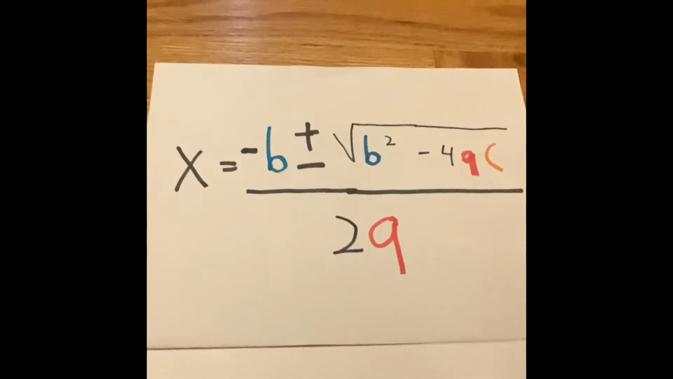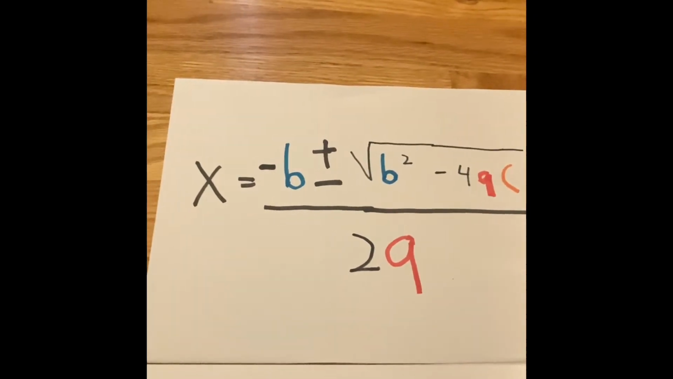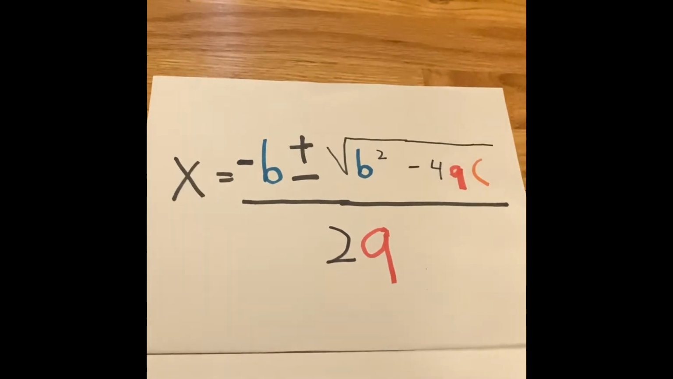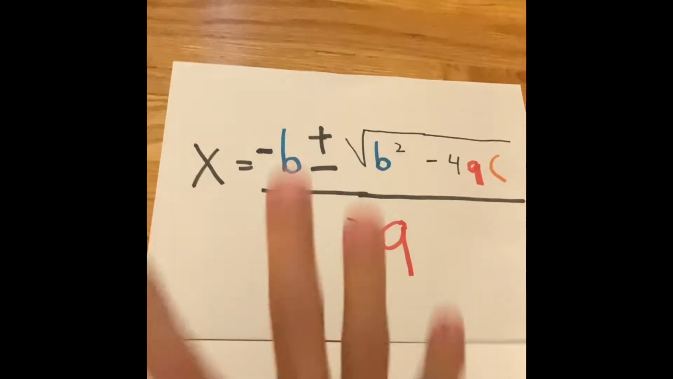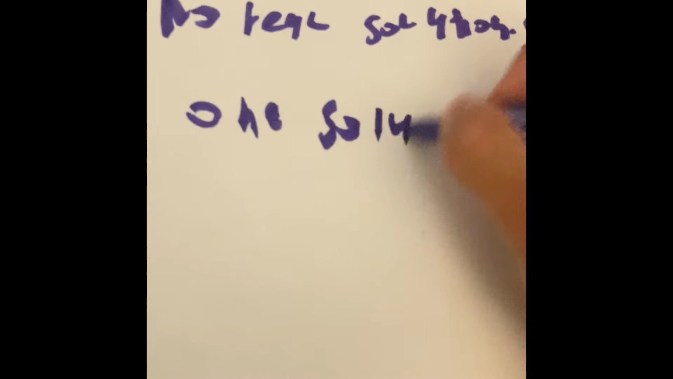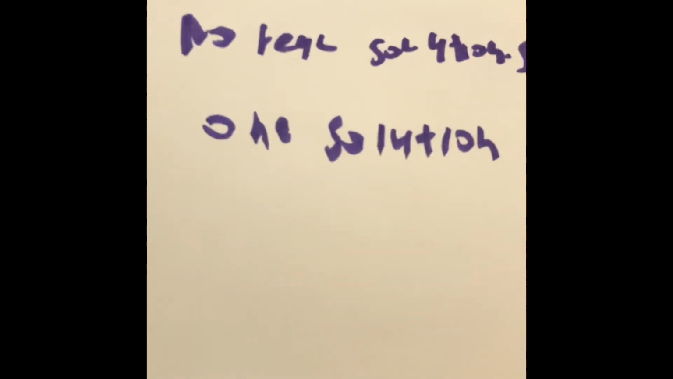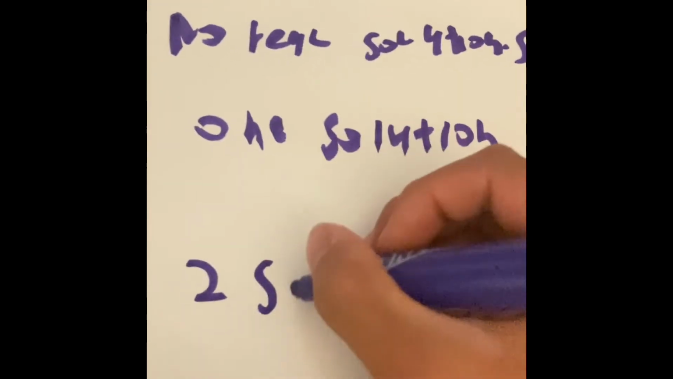So remember, the quadratic formula is x equals negative b plus or minus the square root of b squared minus 4ac, divided by 2a. And there are currently four different types of answers that we can get while we are solving the quadratic formula. Currently, there are no real solutions. We're also going to get one solution. And we are also going to get two solutions.